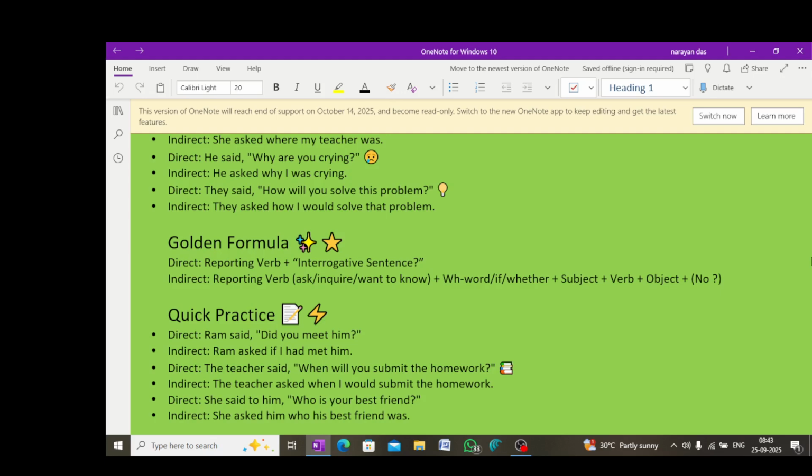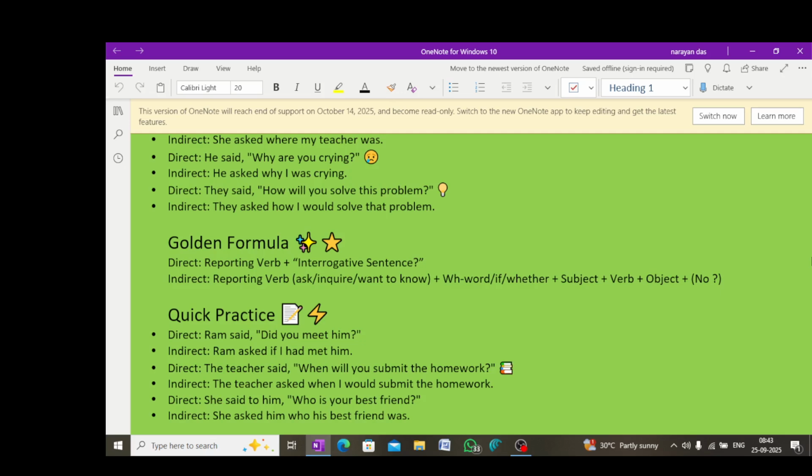Now a quick practice for you. You can see these sentences. Direct: Ram said, did you meet him? Indirect: Ram asked if I had met him. So did is past interrogative, the verb meet is in past tense, therefore it has changed into past perfect according to the change of tense.